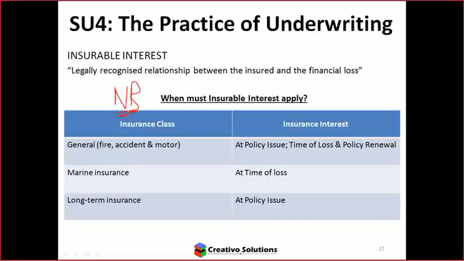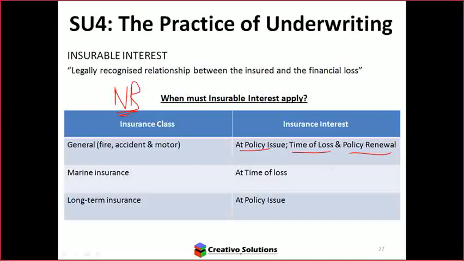So when must insurable interest apply? When we talk about apply, we're looking at when must you determine it? When must you establish that there is a legally recognized relationship? The first one is at all stages: at the issue, at the time of the loss, and at renewal. If it's general, there must be insurable interest. Insurable interest means legally recognized relationship. So before you take out the policy, they need to establish insurable interest. Later, if you're in a car accident, they need to establish it at the time of the loss. And then they also establish it at the renewal date.